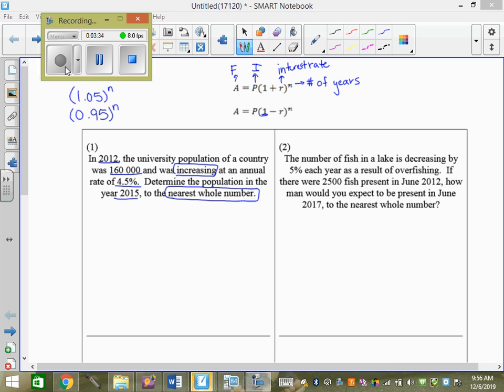So, what did they give us? They gave us the initial. The initial was 160,000. They gave us n. What did they give us n? 3. What else did they give us? They give us the i or the r, whatever we want to label it. And what is it?